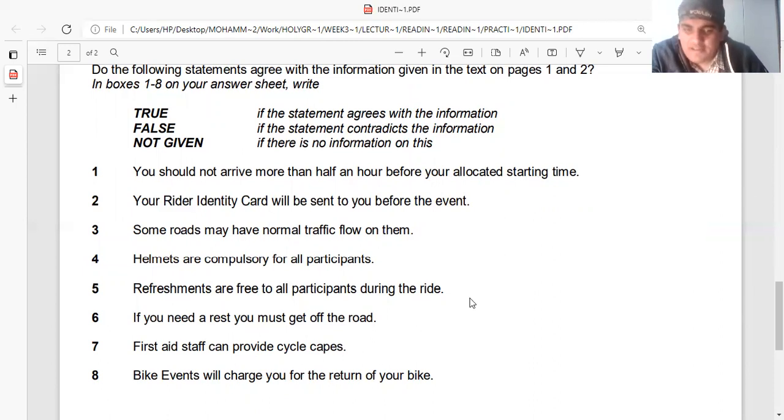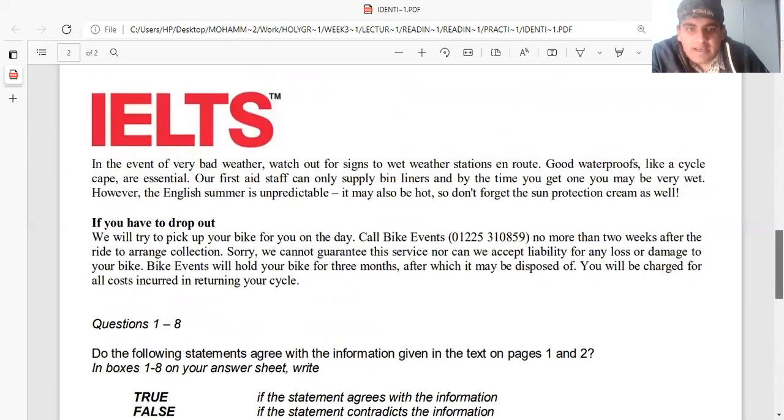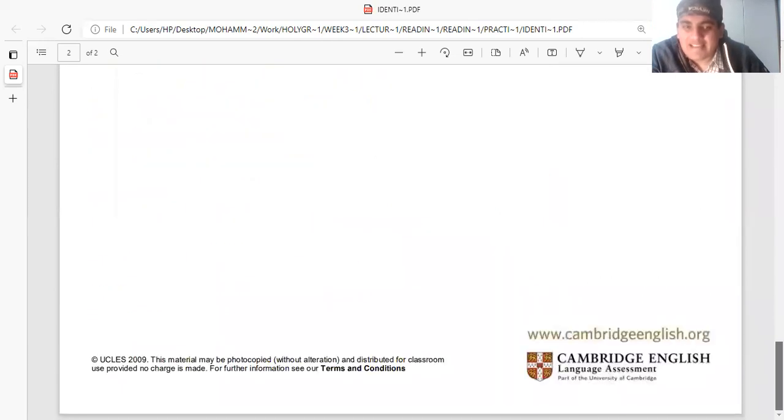Number 7, first aid staff can provide cycle capes. First aid staff can provide cycle capes. Now, if you look here at the second page, it says, in the event of very bad weather, watch out for signs to wet weather stations en route. Good waterproofs like a cycle cape are essential. Our first aid staff can only supply bin liners. So there's only one thing that the first aid staff can equip you with, and that is bin liners. Therefore, they are not in a position to provide you cycle capes.